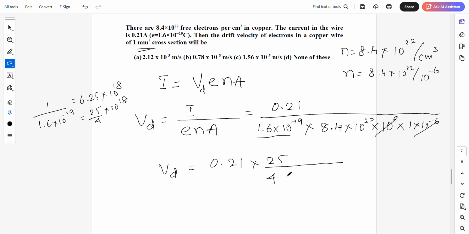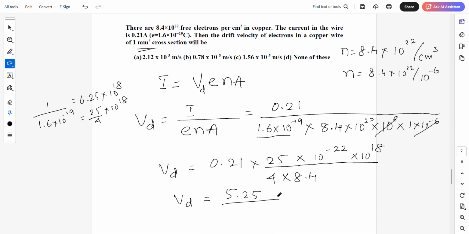Into 8.4, understood, into 10 to the power of minus 22 is already there, and into 10 to the power of 18. Okay, now Vd is equal to, how many times can I write, 0.21 into 25. 0.21 into 25 is around 5.25.